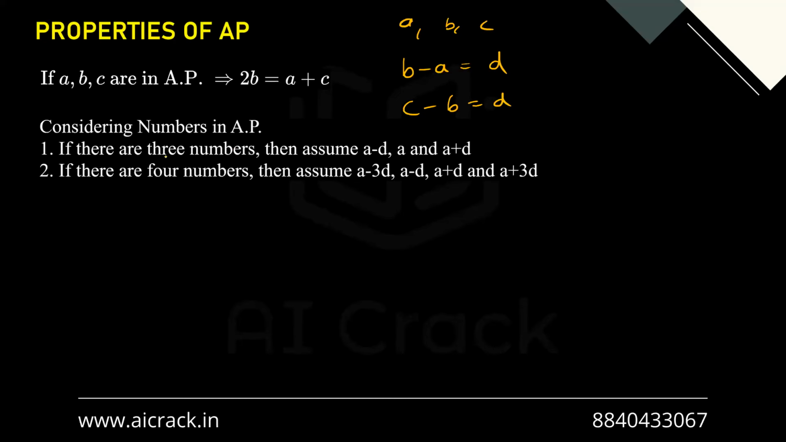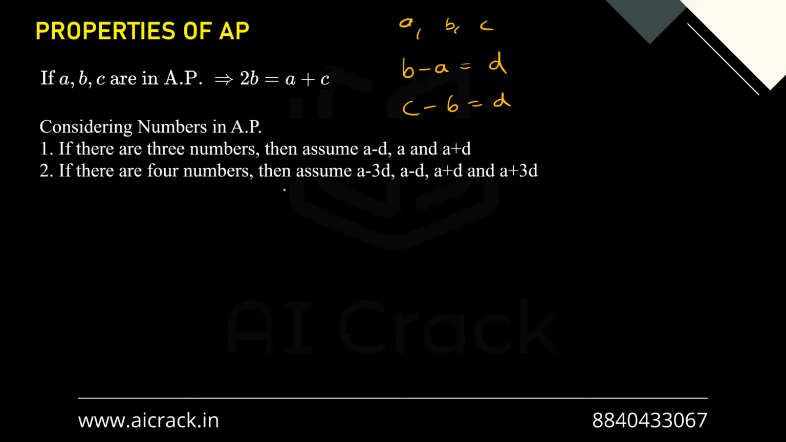And now if we talk about considering numbers in AP, it's actually not a property, but we have to understand how to consider numbers in AP. Why? Because that would help us in problem solving, right? So the first point is if there are three numbers in AP, then assume A minus D, A and A plus D. Why not the standard one, A, A plus D, A plus 2D? So let's see that with an example.